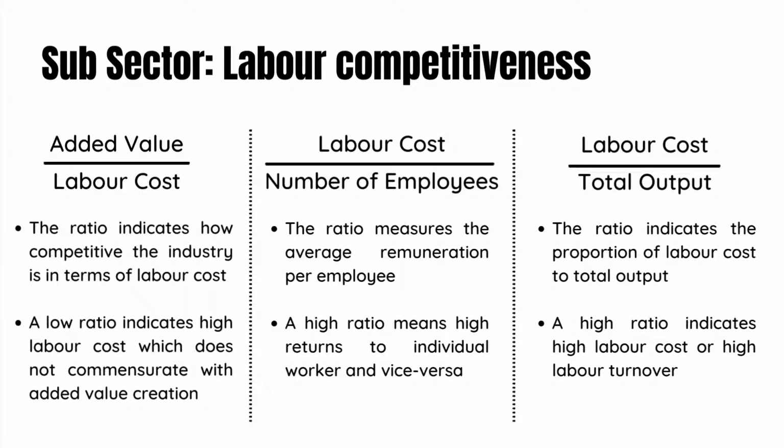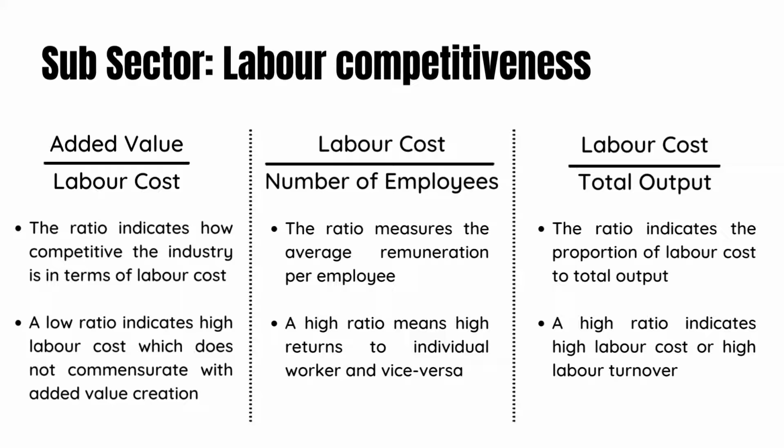The second measurement is under labor competitiveness. The formula is added value over labor cost. The ratio indicates how competitive the industry is in terms of labor cost. A low ratio indicates high labor cost, which does not commensurate with added value creation. The second formula is labor cost over number of employees. The ratio measures the average remuneration per employee. A high ratio means high returns to the individual worker and vice versa.